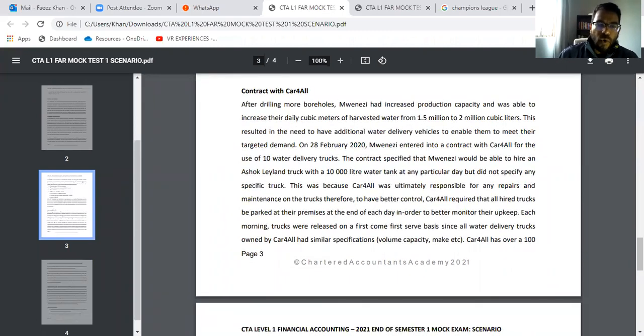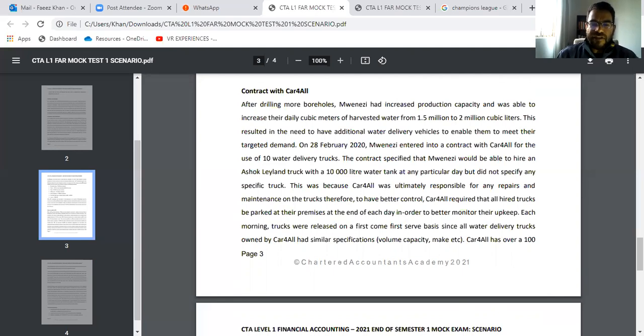Contract with Car4All. After drilling more boreholes, Wenezi had increased production capacity and was able to increase their daily cubic meters of harvested water from 1.5 million to 2 million cubic liters. This resulted in the need to have additional water delivery vehicles to enable them to meet the targeted demand. On 28 February 2020, still in the current financial year, Wenezi entered into a contract with Car4All for the use of 10 water delivery trucks.